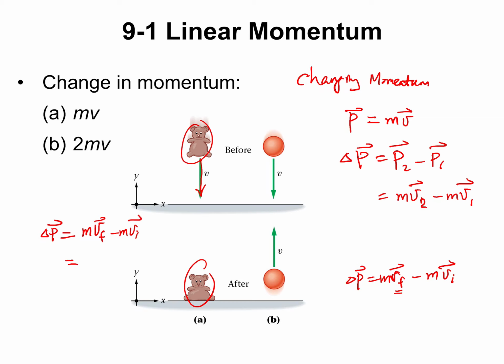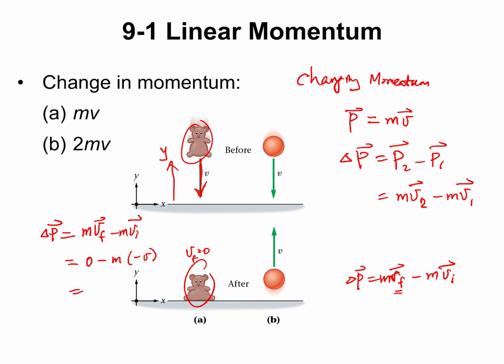The change in momentum equals mvf minus mvi, right? This is a one-dimensional problem, and we assume this is your y-axis, right? The final velocity vf equals 0, so this is 0 minus m times the initial velocity. The initial velocity is v, however it points down, so that is negative v. Remember, the direction sign here tells you the direction.